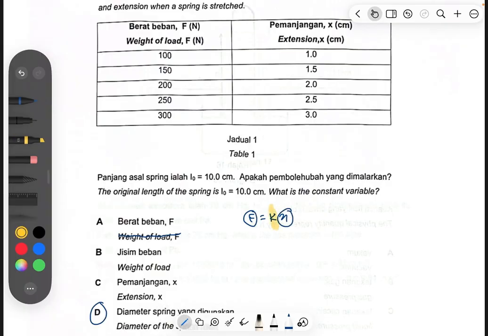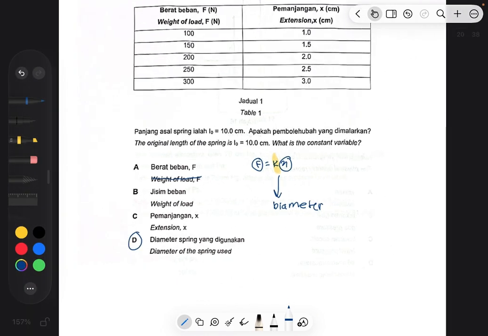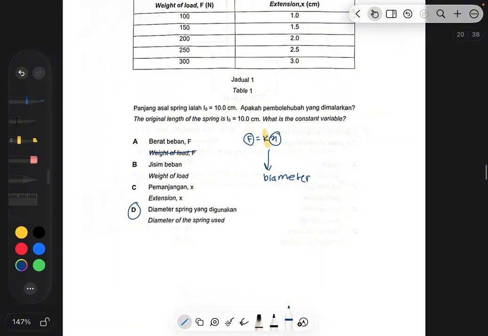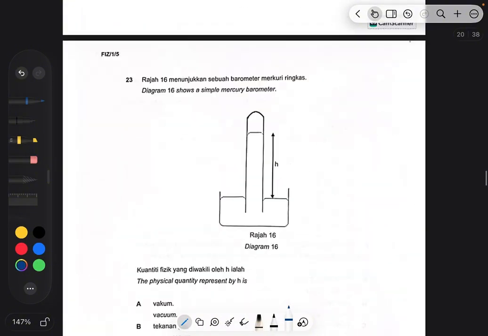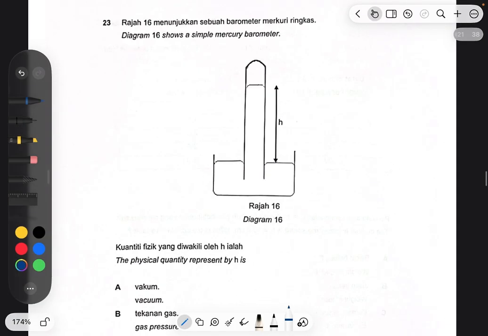So in this case it's K. And K is affected by a lot of factors, and one of them is the diameter of spring used. Meaning that if we use a larger diameter, then the spring constant would be low, and if we use a smaller diameter, then the spring constant would be high. So this means that we have to keep K constant, we have to make the diameter of the spring used constant.